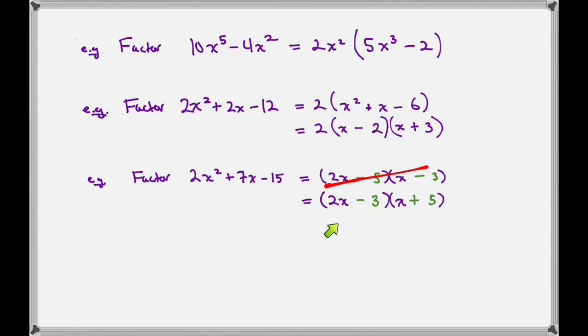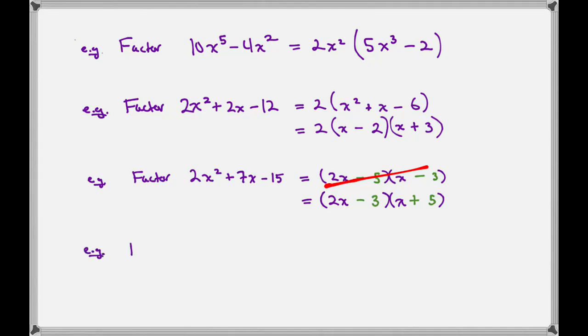Just mentally check. 2x squared, 10x, minus 3x gives me the 7x total, and minus 15. And we're done. You may have learned various techniques for factoring trinomials, but really I just encourage you to work via trial and error, and if that doesn't work, just move on.